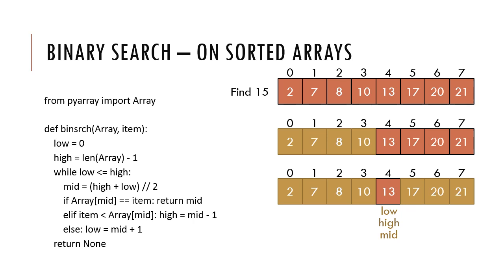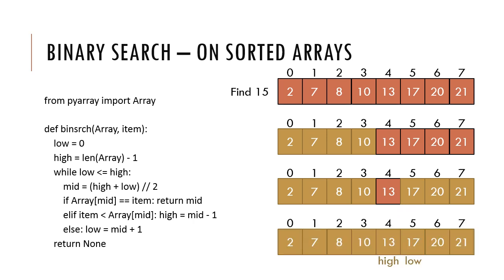And we compare 15 with 13 and realize that 15 is greater than 13. The if condition is false. The elif is false. The else executes and low becomes mid plus 1. Now you can see that low is not less than or equal to high, so we cannot enter the while again. We come to the last line of code and return None.